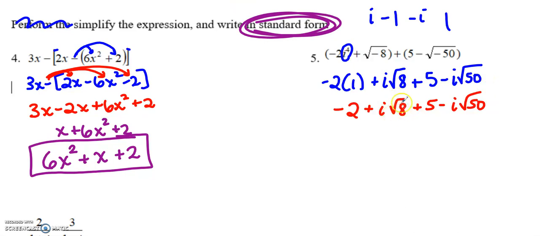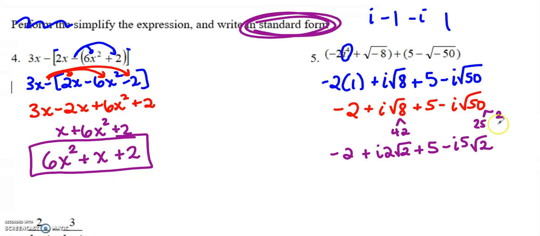So the square root of 8 breaks down into the square root of 4 and the square root of 2. So this negative 2 is still here. This I is still here. The square root of 4 jumps out, and 2 is left over, plus 5, minus, the I is still there. 50 breaks down into 25 and 2. So the 5 will jump out, and the square root of 2 is still there.